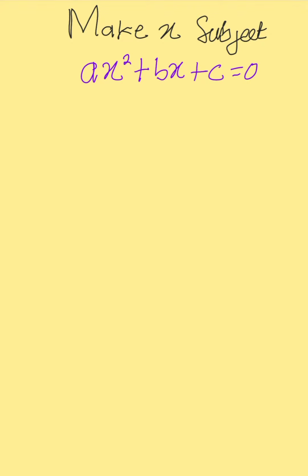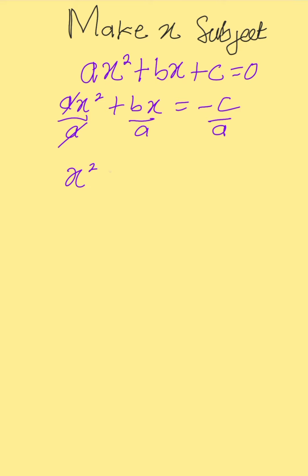Okay, now to do this, first of all, move the constant term, the term without x, to the right hand side. We shall have ax squared plus bx is equal to negative c, because when positive c moves to the right hand side, it turns to negative. Now we can divide both sides by a, so that the coefficient of x squared becomes 1. So we are dividing everything by a. Then you cross out the a here. We are left with x squared plus b over ax is equal to minus c over a.